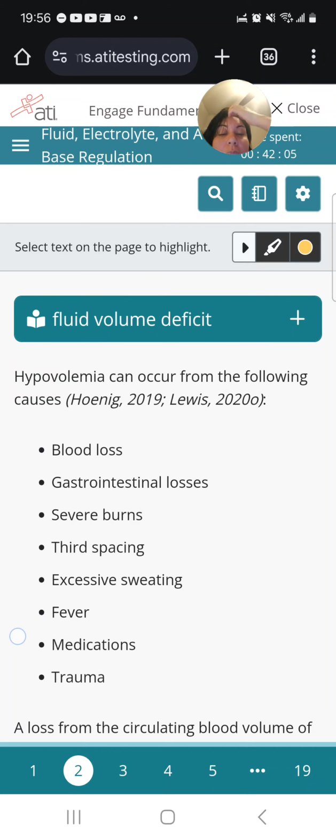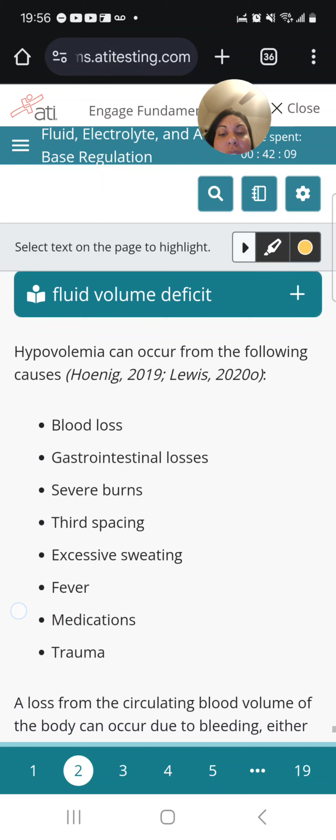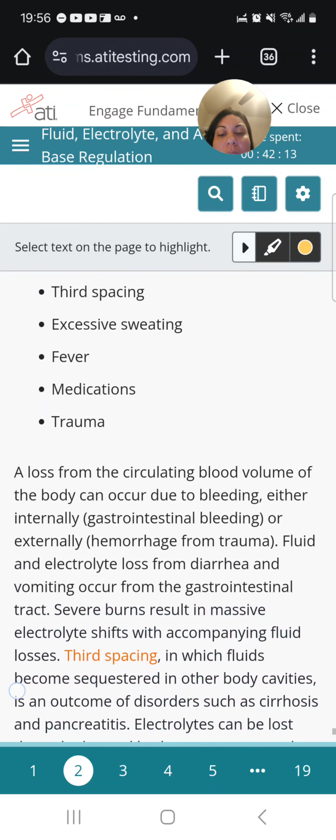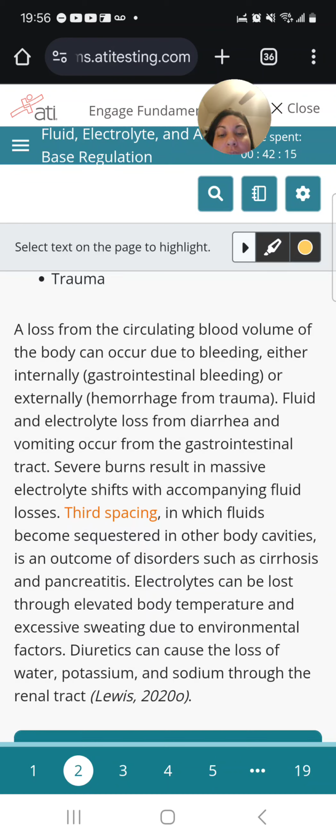Hypovolemia can occur from the following causes: blood loss, gastrointestinal losses, severe burns, third spacing, excessive sweating, fever, medication, trauma. Third spacing, in which fluids become sequestered in other body cavities as an outcome of disorders such as cirrhosis and pancreatitis.